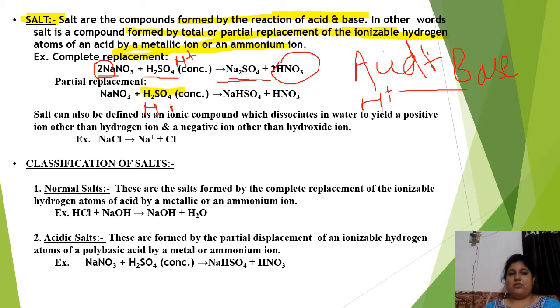It splits up into H ion and HSO4 ion. So the positive sodium will go and attach with the bisulfate ion, while the positive H ion reacts with the nitrate ion, resulting in the formation of nitric acid. What is the basic difference between these reactions?